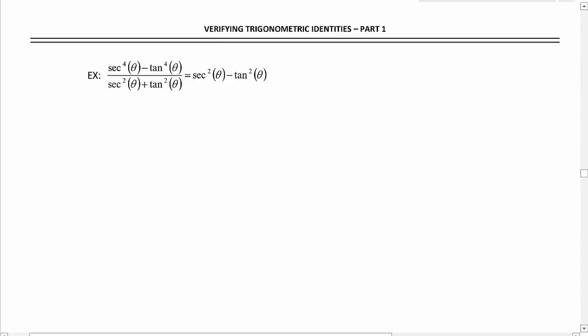Well, there's a whole lot of secants and tangents happening here, so I would feel the need to just leave everything in terms of secant and tangent and not switch it all to sines and cosines. I'm going to think algebraically about what's happening here. I have a fraction on the left, and then I don't have a fraction on the right. That means that my fraction has to simplify in some way.